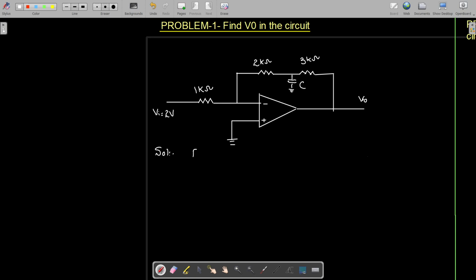Case number 1 is when the input is DC voltage. This is your case number 1. Now when the input is DC voltage, this capacitor is going to be open circuit. So I can simply remove this capacitor for DC voltage. I am going to remove this capacitor.